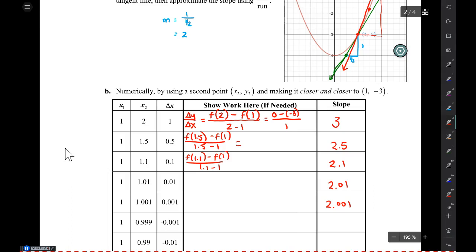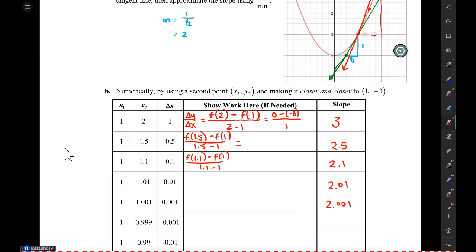Now, I have a question for you guys. Is there any limit on how close I can get that second point to 1? I can always add more zeros, right? 1.00001. Can always do more, right? Which is why I like to use the word limit. Exactly. You can't ever actually get to that point 1. But here's the thing. Do we actually want that second point to be exactly at 1?